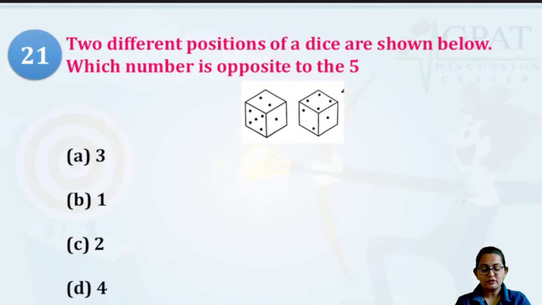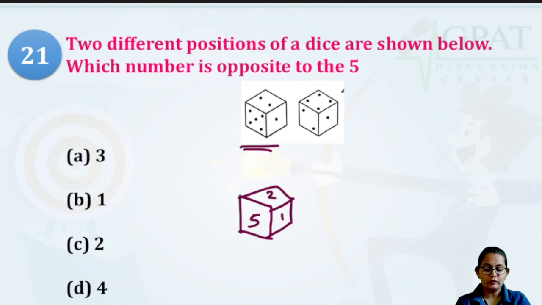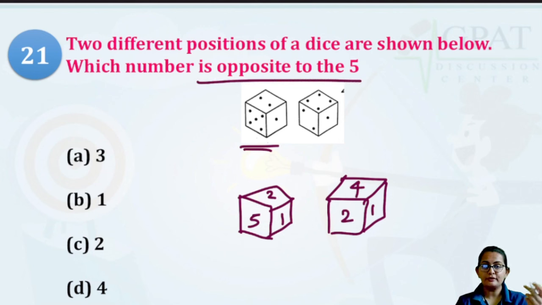Next we have a dice question. Two different dice are given. If you take this particular dice, this is a dice with 5, 2, 1 given, and the next dice given is 2, 1, 4. Okay. Now see what they are saying: which number is opposite to 5? Here the 5 is given. We don't know what number is opposite to 5, but we know the numbers adjacent to 5 are 2 and 1. So here the 2 and 1 are given.